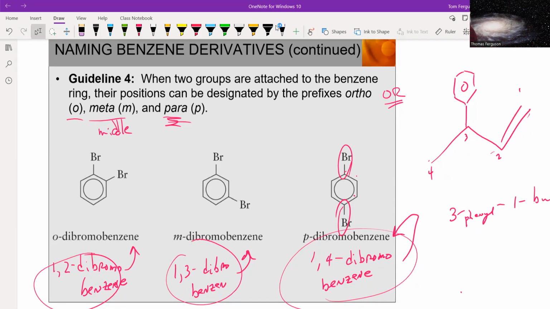Now, this is kind of an old world naming. So if you have 2 branches on a benzene ring, there are 2 ways to name it. Old world, new world. New world uses numbers, old world uses these esoteric words like ortho, meta, para. Ortho means the two branches are together. Think of the word or, little bitty word, close together. Meta, think of meta meaning in the middle.